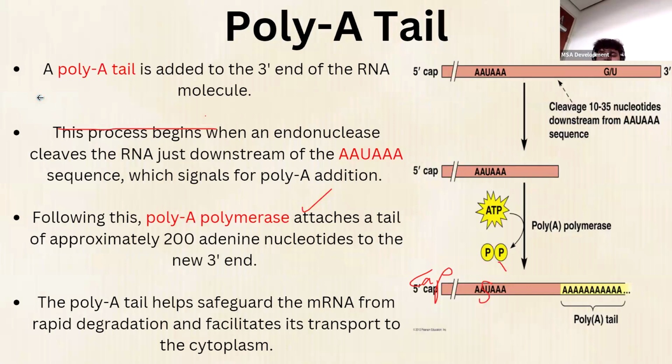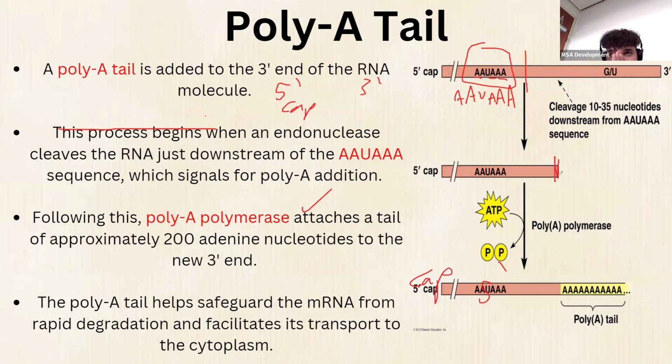The poly A tail is added to the 3' end of the RNA molecule. So at the 5' we have the cap, and at the 3' we have the tail. Where is the poly A tail added? This process begins when an endonuclease cleaves the RNA just downstream of the AAUAAA. On the DNA, I have a sequence that's AAUAAA. When I read this sequence, that's where I will cleave and stop transcription. So the end of transcription will be right here.